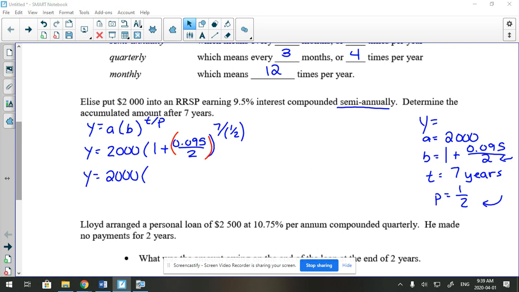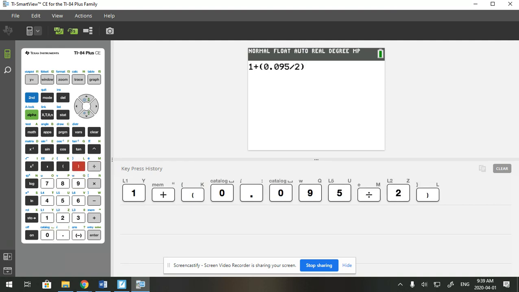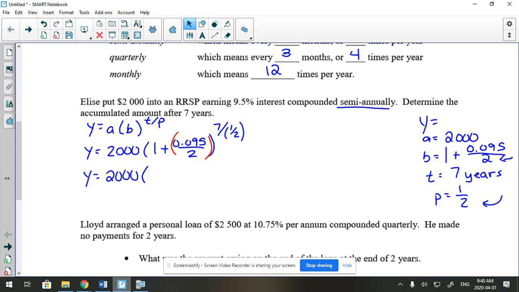So when we put this in, we're going to have a 1 plus, in brackets, 0.095 divided by 2, close my bracket. So inside that set of brackets, it should be 1.0475. Then I have 7 divided by a half in brackets. Again, be careful with your brackets. Probably try doing this at the same time as me, making sure you're getting the same answers. Pause the video, make sure you know how to put it in your calculator properly. That's usually half the battle, is just putting it in.